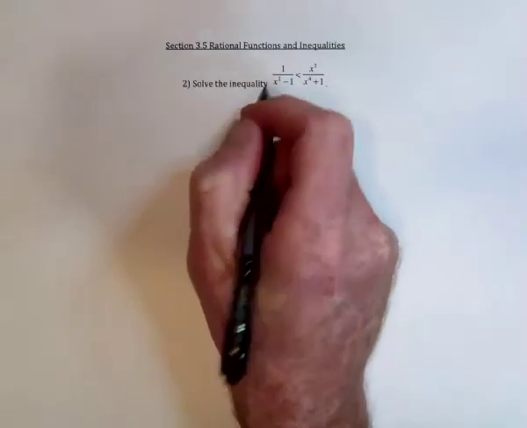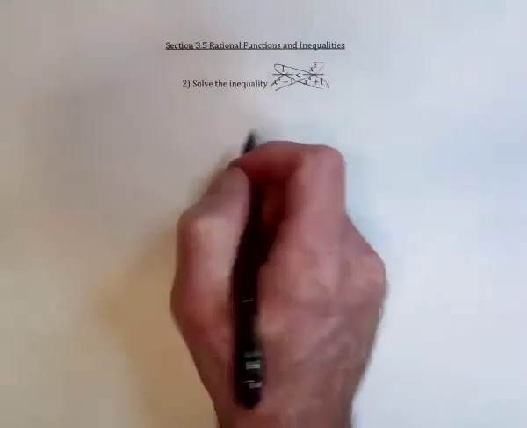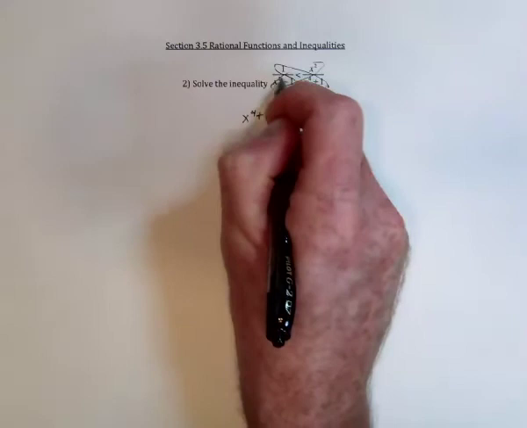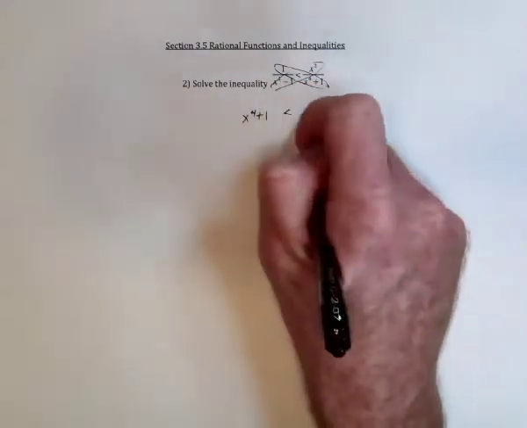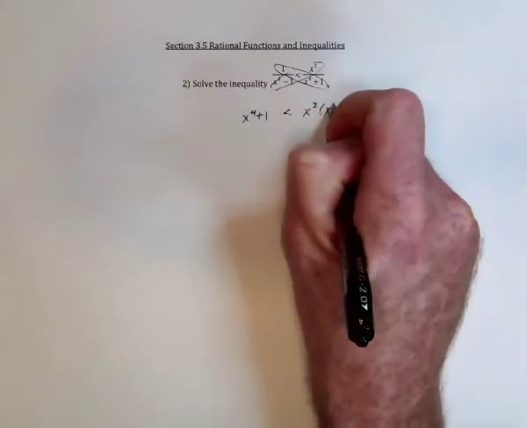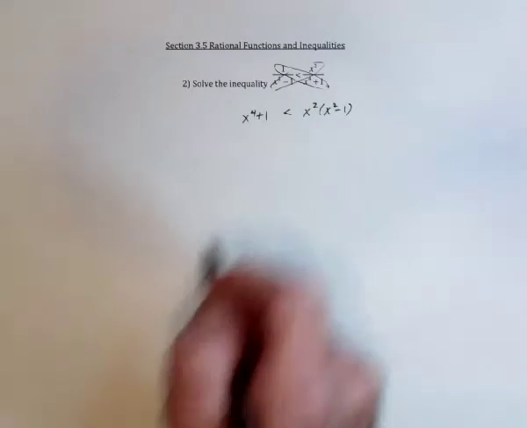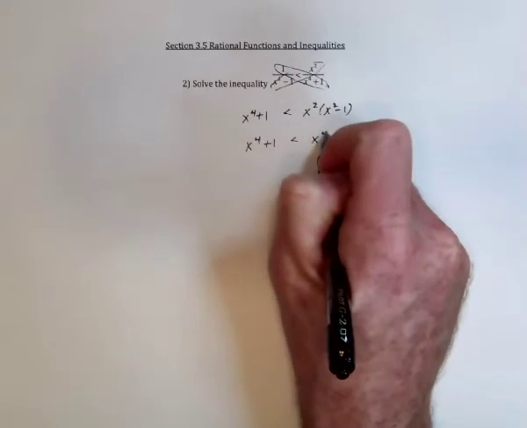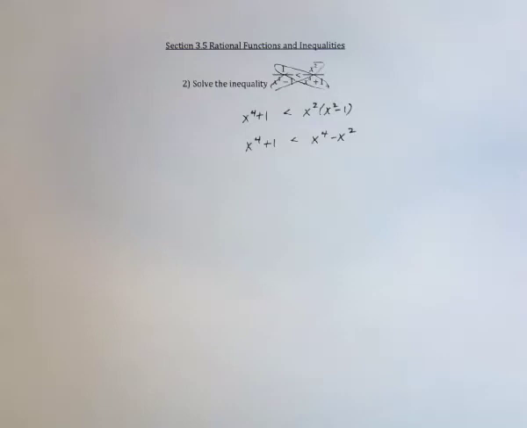So if we cross multiply, there would be x to the 4th plus 1 multiplied with 1 for the left-hand side. And then there's going to be x squared multiplied with x squared minus 1 on the right-hand side. And then distribute on the right-hand side, and we've got x to the 4th minus x squared. And then we'll move all of the terms to the left-hand side.